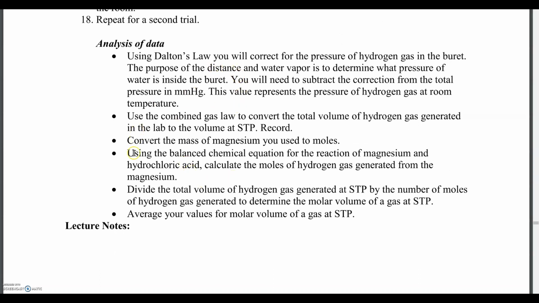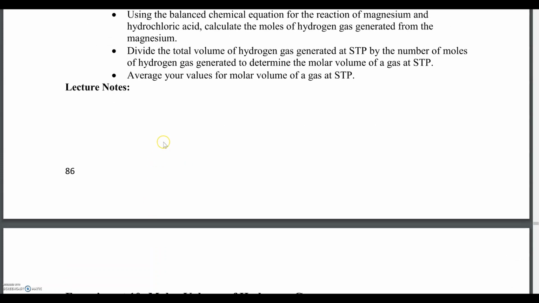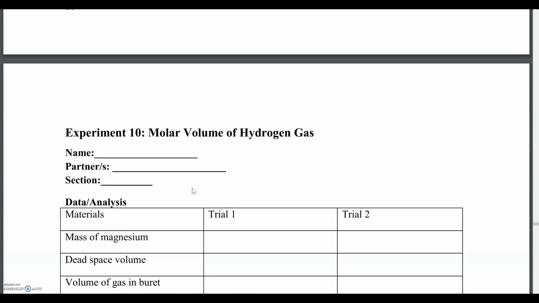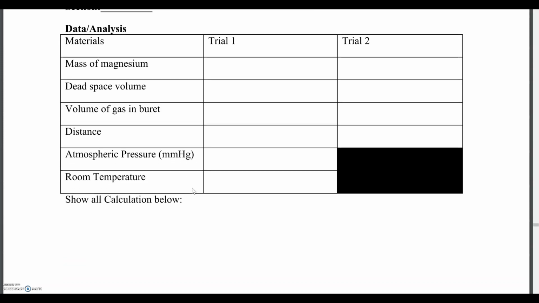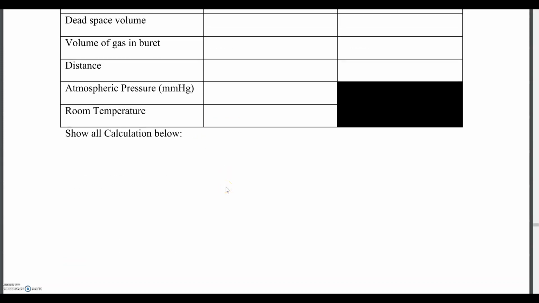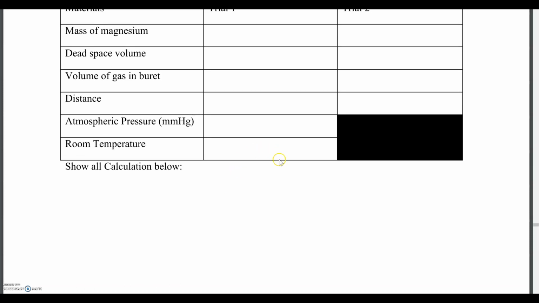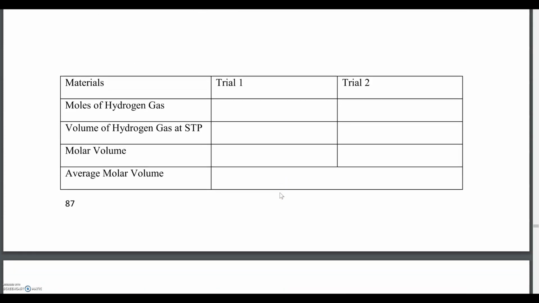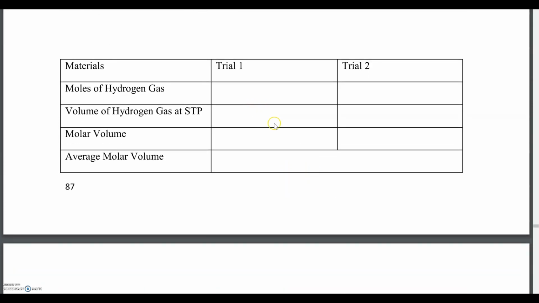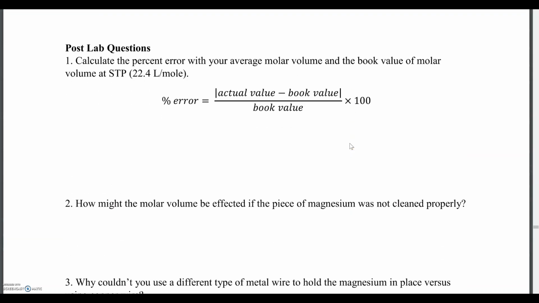Here's another outline of what we're talking about in the video, just an analysis of the data and any lecture notes that you want to write down. You'll have trial 1, trial 2, and you'll average those out. So the room temperature, the atmospheric pressure, so pay attention to the notes I give you. Here's where the average volume of hydrogen gas at STP is. That's where V2 comes into play, and then you'll calculate molar volume.